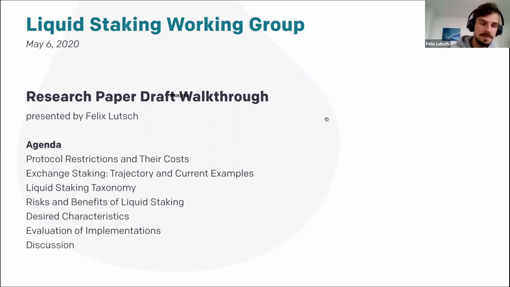So we start with the basic idea. Why is liquid staking something that's needed? The protocol restrictions in proof of stake and the associated costs with them. So that's mainly the unbonding period. The paper actually starts with a little bit of background on proof of work and proof of stake, but we're going to start this call here because I think most of the people in this group already know the backgrounds well enough.